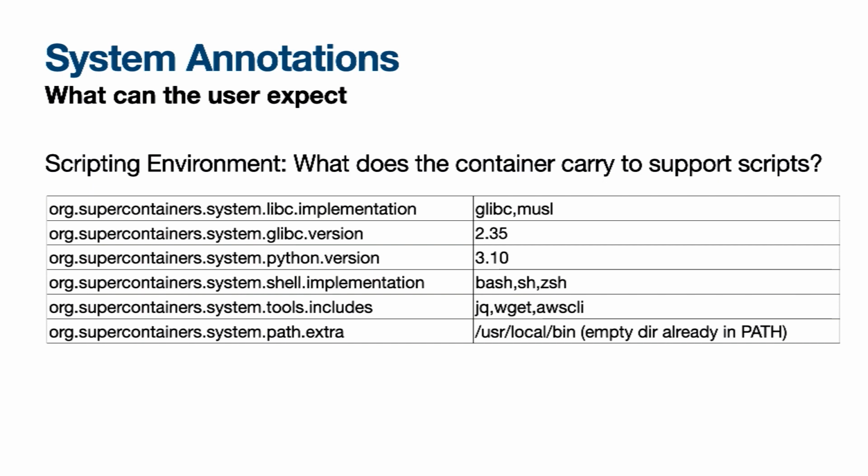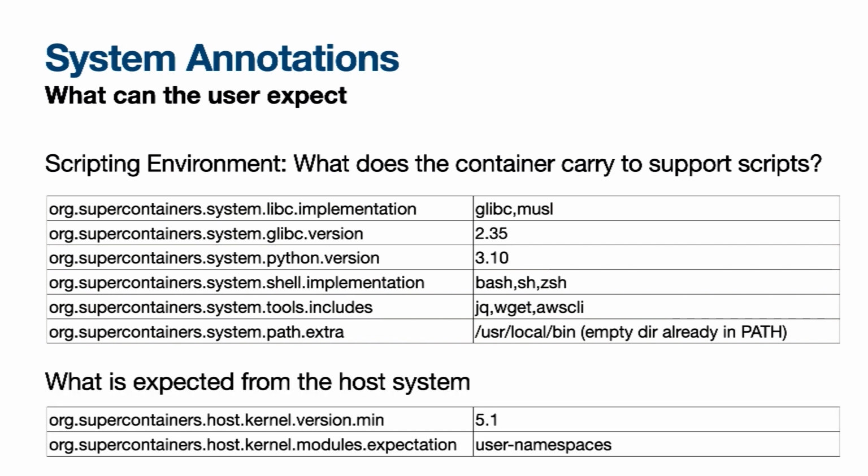Then we have, of course, other annotations like system annotations, and that's not a complete list here. But for instance, the container could describe what the glibc version is, what the libc implementation is, what Python version is installed, so that it informs the user what to expect from the container. It also maybe includes common tools like jq or wget. And the last part here is maybe a path that is empty within the container, but already in the PATH environment variable. So you can just bind mount something into this directory in the container, and then off you go, and it will just work out of the box.